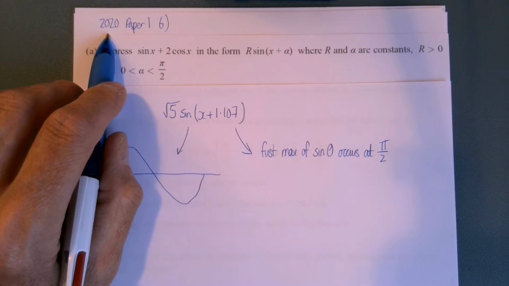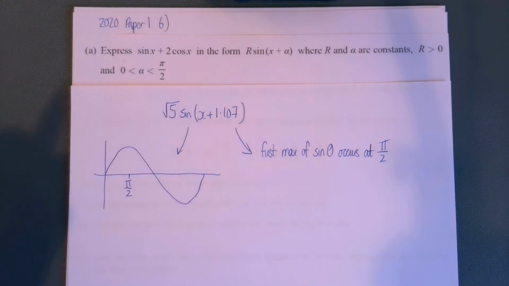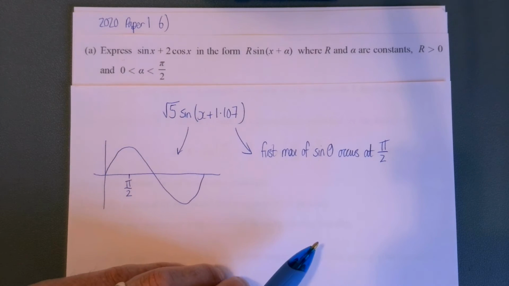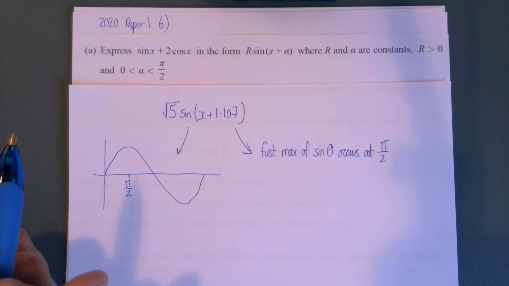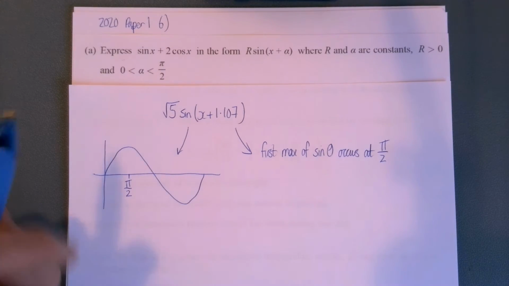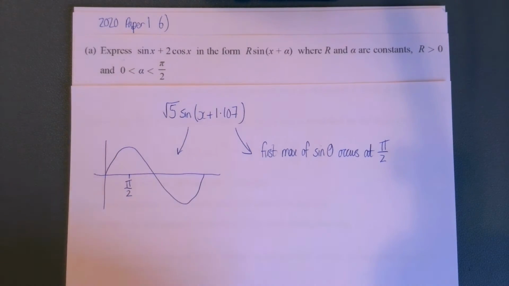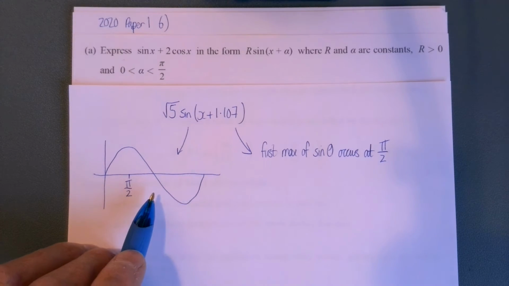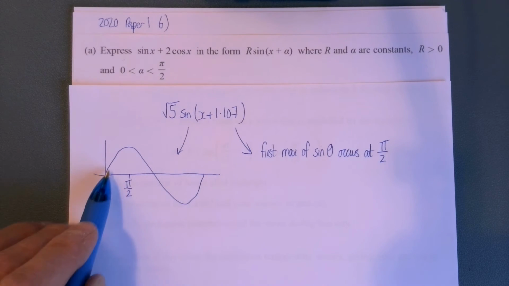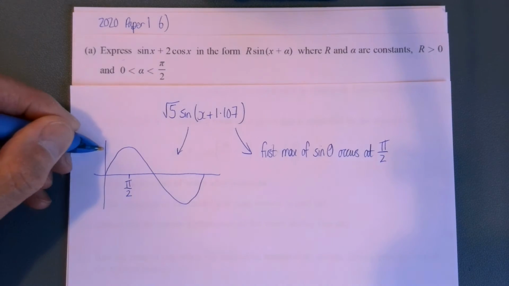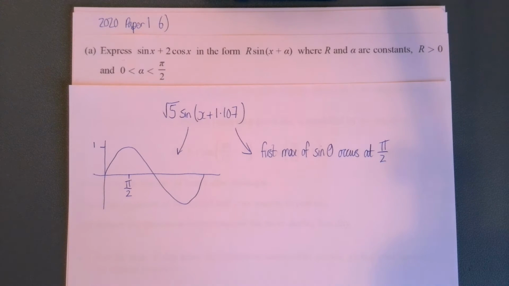Okay, I just want to talk about 2020 paper 1, question 6 that I've been asked about. I'm hoping that part A you can do. But let's just imagine you were asked where the first maximum of this occurs. Traditionally I've asked you to say, right, for sine x, the first maximum occurs there, and it is 1.